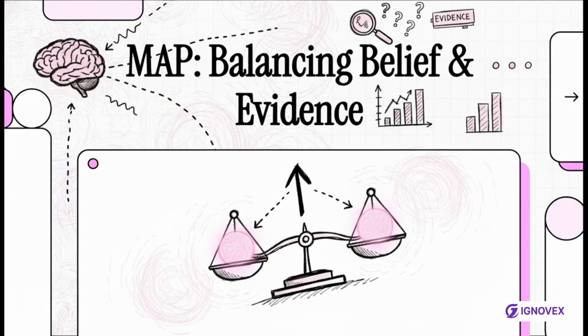We're all constantly making judgments based on pretty limited information. But how do you make the smartest possible guess when the data you have is, well, kind of sparse or even a little bit noisy? That's where this really powerful statistical idea comes into play. It's called Maximum A Posteriori estimation, or just MAP, and we're about to break down exactly how it works.